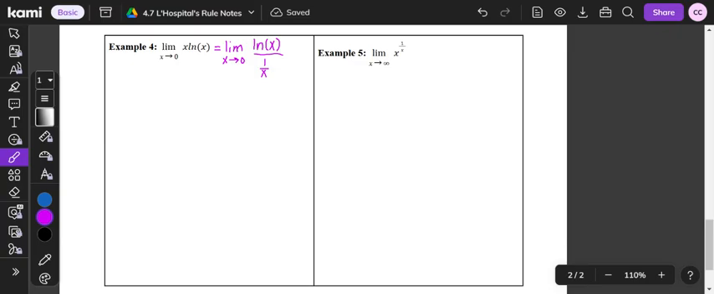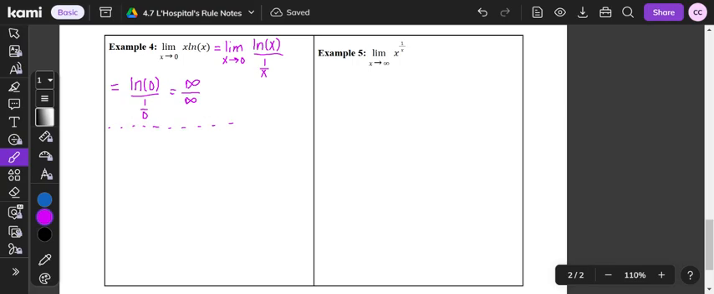Cool. So now I can go ahead and evaluate this just to make sure I have an indeterminate form. So if I plug in 0, I end up with this. The natural log of 0, that is undefined. There's an error there. That's because it's infinity. And then 1 divided by 0, anything divided by 0 is also infinity. So boom, there's my indeterminate form. That means I can use L'Hopital's rule.